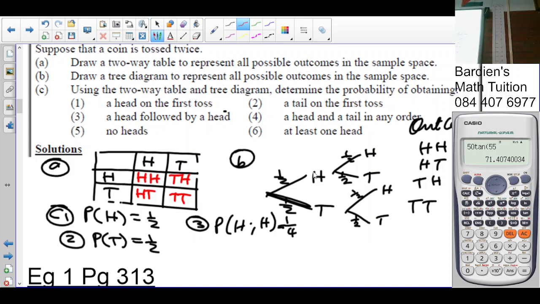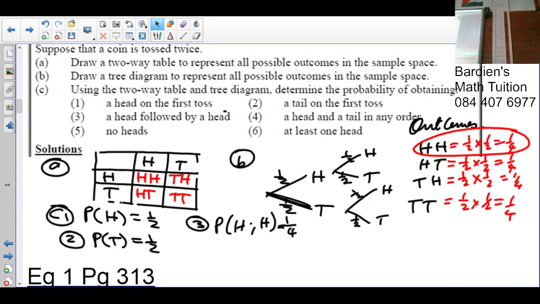Otherwise you could have worked it out here as well, since this branch would be a half times a half, which is a quarter. Heads and then tails is a half times a half, which is also a quarter. Tails then heads is a half times a half, also a quarter. And tails, tails is a half times a half, also a quarter. Can you see that, people? You could have done it this way as well. And two heads, of course, is going to be that option there. Do you guys understand? So let's take the calculator away so you can see better what's happening.